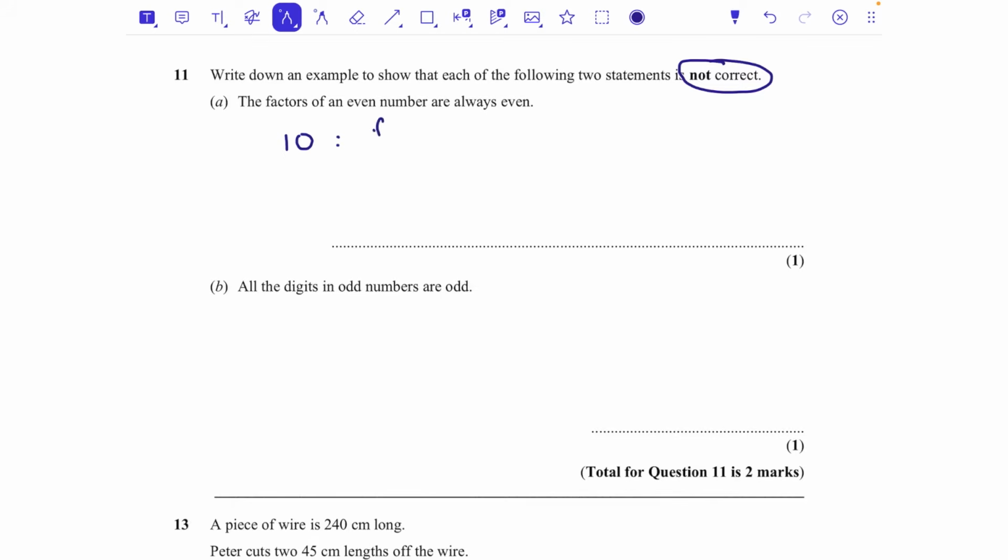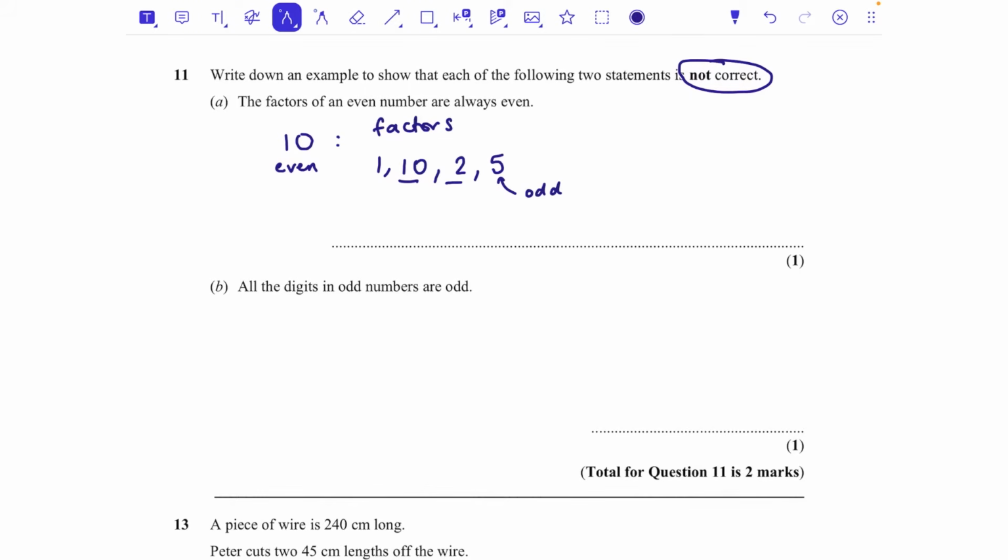So factors are numbers that fit into that number an exact number of times. So we've got 1 and 10, we've got 2 and 5. All of those numbers fit into 10 an exact number of times. They are factors of 10. 10 is an even number, but not all of these numbers are even. 10 is even and 2 is even, but 5 is odd.